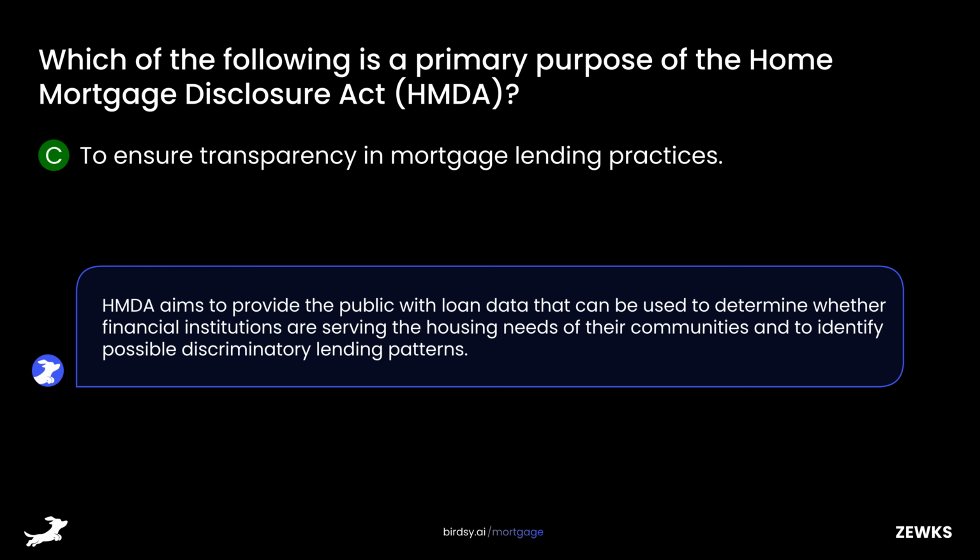HMDA aims to provide the public with loan data that can be used to determine whether financial institutions are serving the housing needs of their communities and to identify possible discriminatory lending patterns.